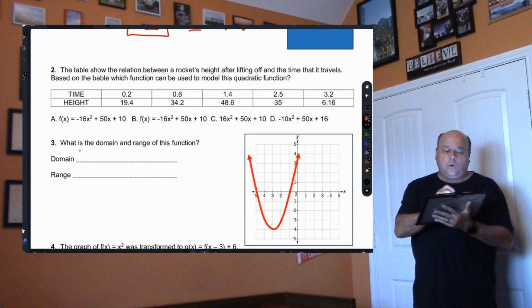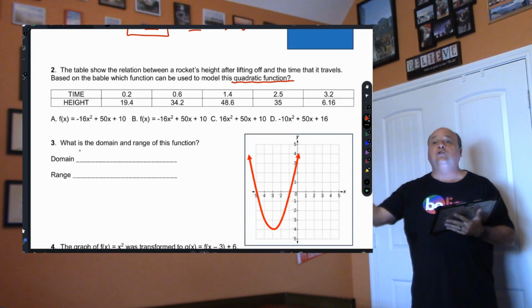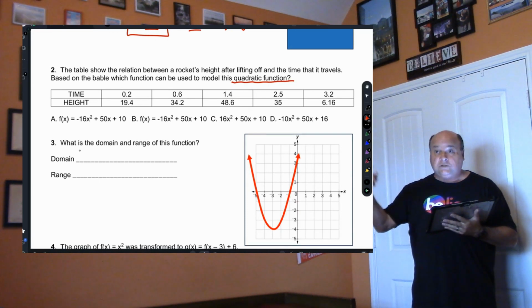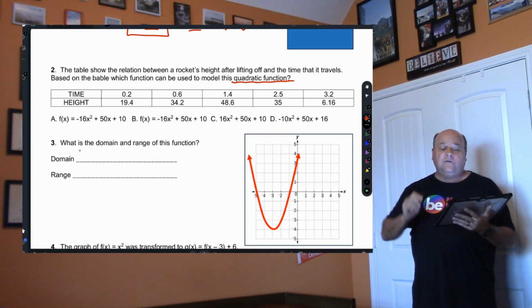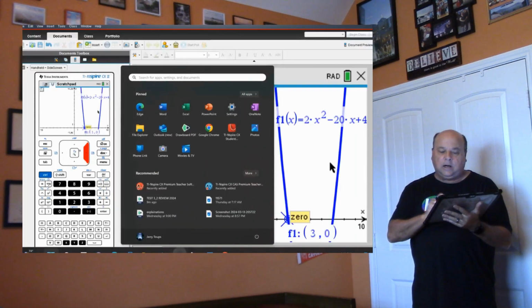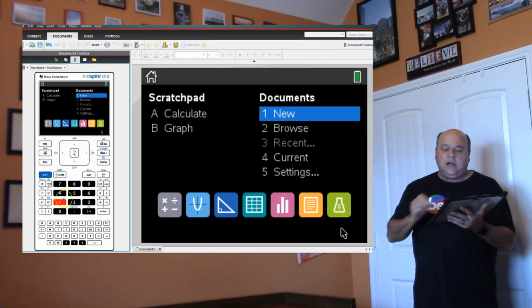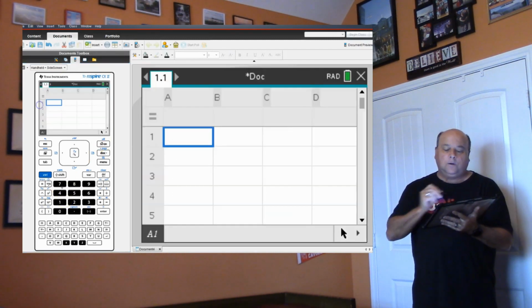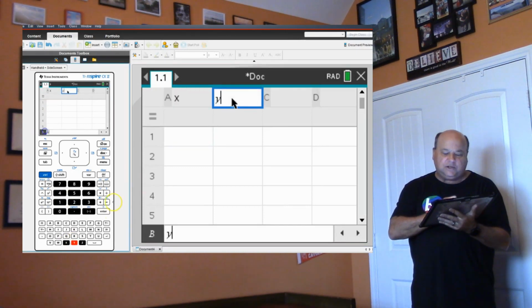Notice this is a quadratic function. Okay, so we're going to put this into a table, but we won't do menu 413, which is a linear regression. We're going to do menu 41, and then we're going to do a quadratic regression. So the first thing is to type this into a table. So we're going to go to our calculator. We're going to hit home. We're going to click 1 for new, and we want a spreadsheet, which is 4. Type in the X and Y at the top. Remember, nothing works unless you do that.